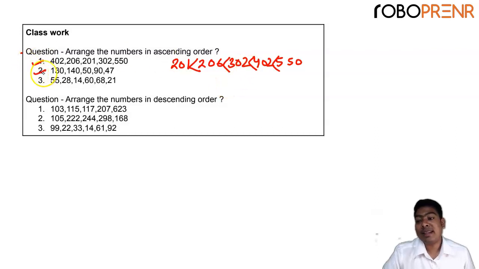So the next example is a homework problem for you. And similarly, all these examples of arranging numbers in descending order are also homework problems for you.